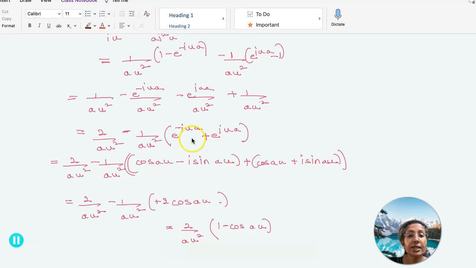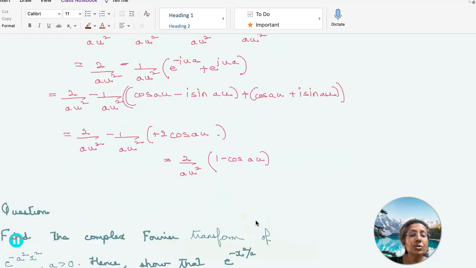e raised to i theta is cos theta plus i sin theta. So it becomes cos au minus i sin au, because e raised to minus i theta is cos theta minus i sin theta, plus cos au plus i sin au. So the minus i sin au gets cancelled and you get 2 by au squared minus 1 by au squared, 2 cos au. So that is 2 by au squared, 1 minus cos au. I'm taking out 2 by au squared.